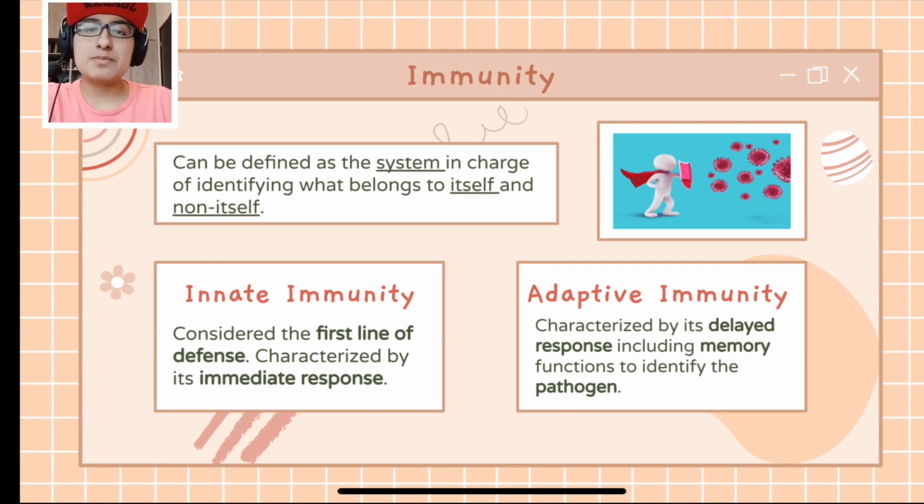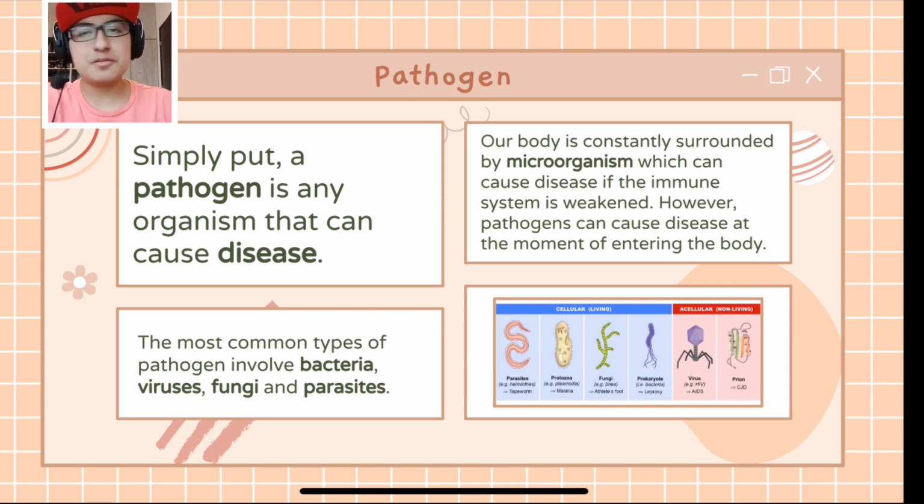The next word is pathogen. Simply put, a pathogen is an organism that can cause a disease.